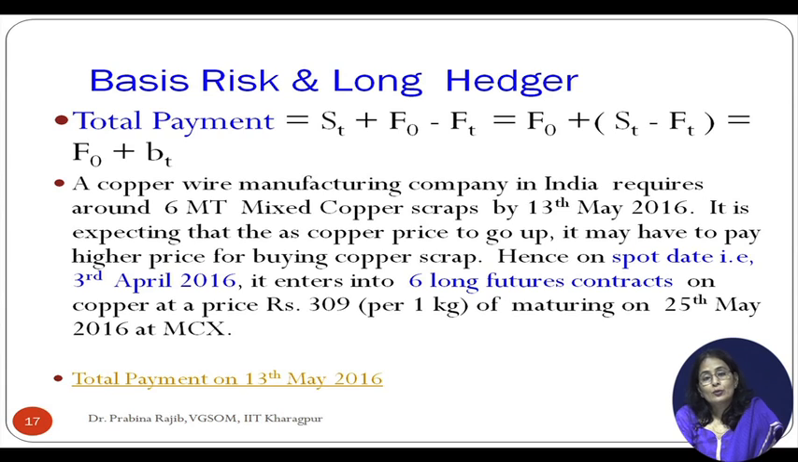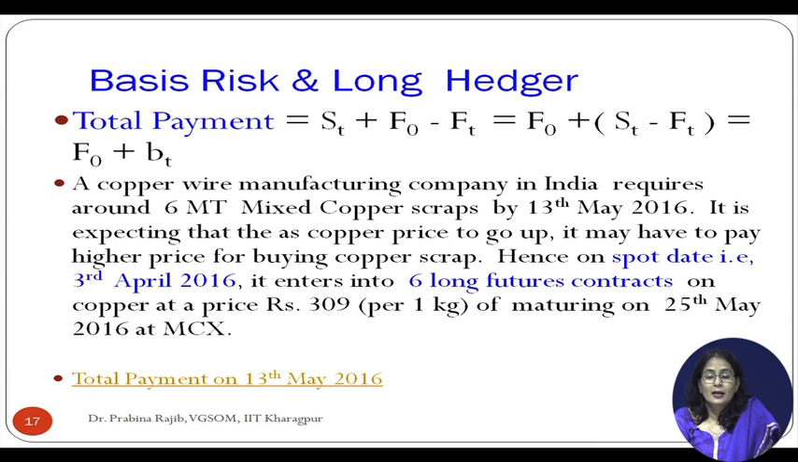Now similarly, going to the reverse side, that is the long hedger, a party who is short on the asset, or a party who is going to buy the asset at a later point of time and is fearing the price is going to go up. To mitigate that risk, he has entered into a long futures contract. In that case, total payment is going to be ST plus F0 minus FT. It is the same as F0 plus BT. But the only difference you have to remember is that in case of a long asset short futures position holder, that is total receipt. But in case of a short asset and long futures position holder, it is total payment.